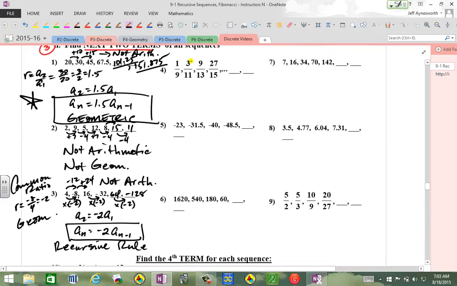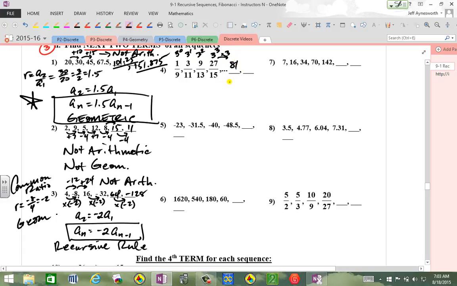Now I see a pattern in the numerator. I see these are powers of 3. This is 3 to the 0 power. This is 3 to the first power. 3 squared, 3 cubed. And so the next one should be 3 to the fourth. Or you can say, hey, multiply by 3. 1 times 3 is 3. 3 times 3 is 9. 9 times 3 is 27. So here I can simply multiply the numerator by 3, and I get 81.